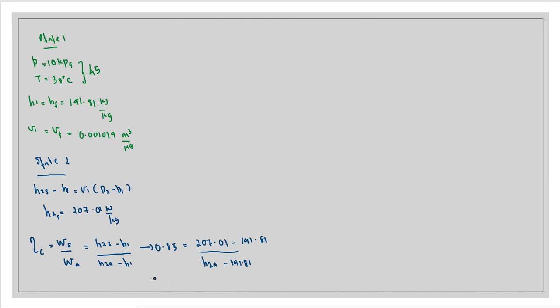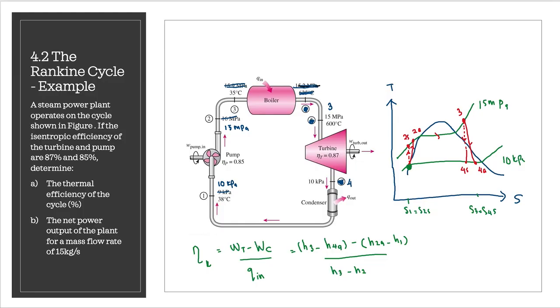Okay, therefore we get H2A is equal to 209.69 kilojoule per kg. So we have H2S and H2A. We have H2A and H1. Okay, next we have to find H3 and H4A.